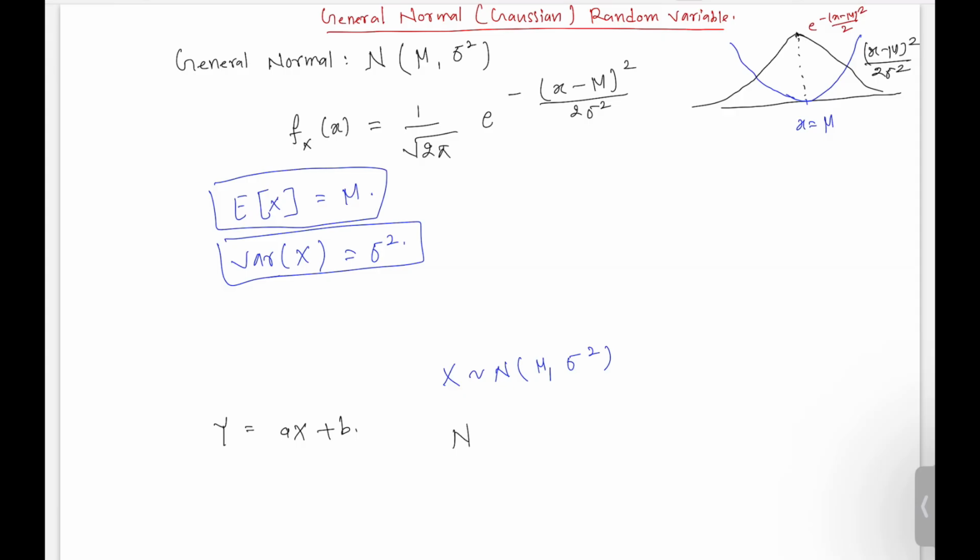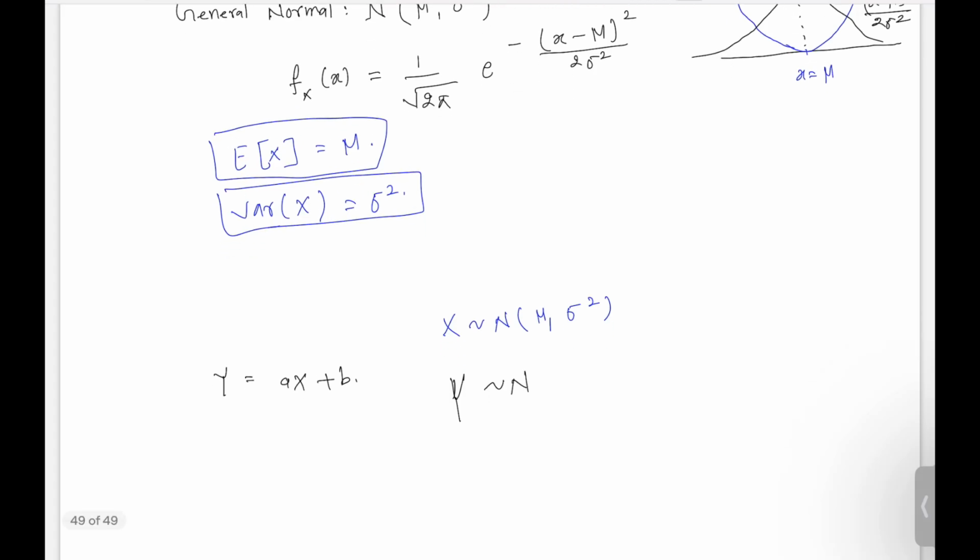So this random variable Y will also be a normal distribution. What will be the mean of this random variable Y? Using linearity of expectation, the expected value of Y, which is a linear function of X, would be a times the expected value of X, that is mu, plus b.